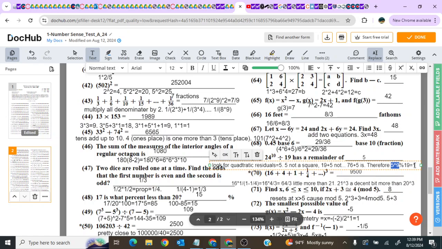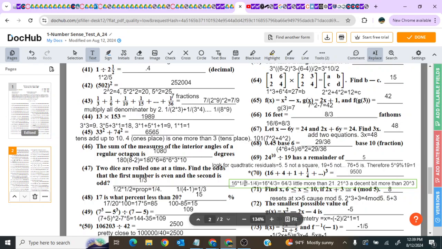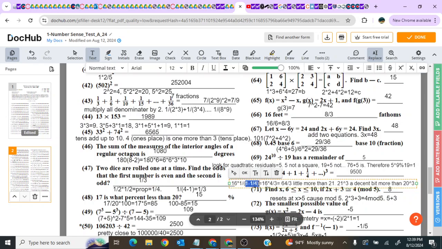Okay, 70, 16 plus 4 plus 1 plus 1/4. This is a geometric series. So your original number times 1 over 1 minus your ratio. So 1 over 3 over 4. 16 times 4 over 3. 64 over 3, it's a little more than 21.